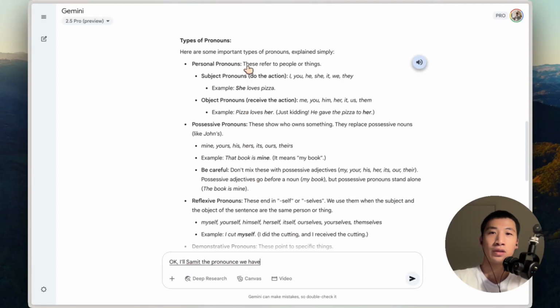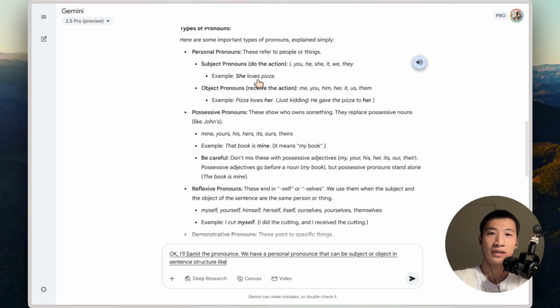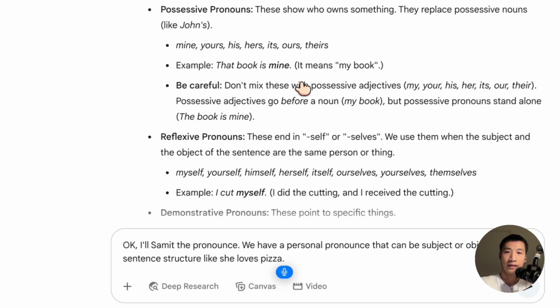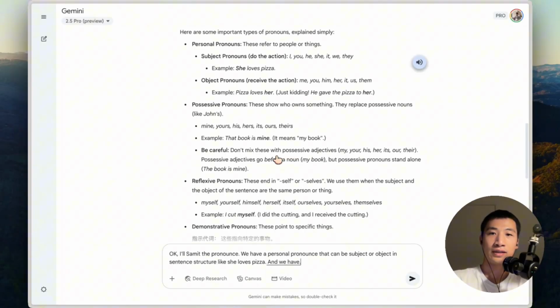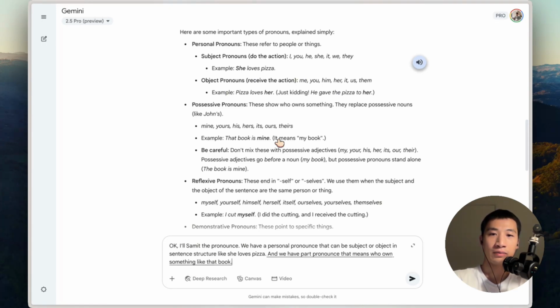We have personal pronouns that can be subject or object in sentence structure, like she loves pizza. And we have possessive pronouns that mean who owns something, like that book is mine.